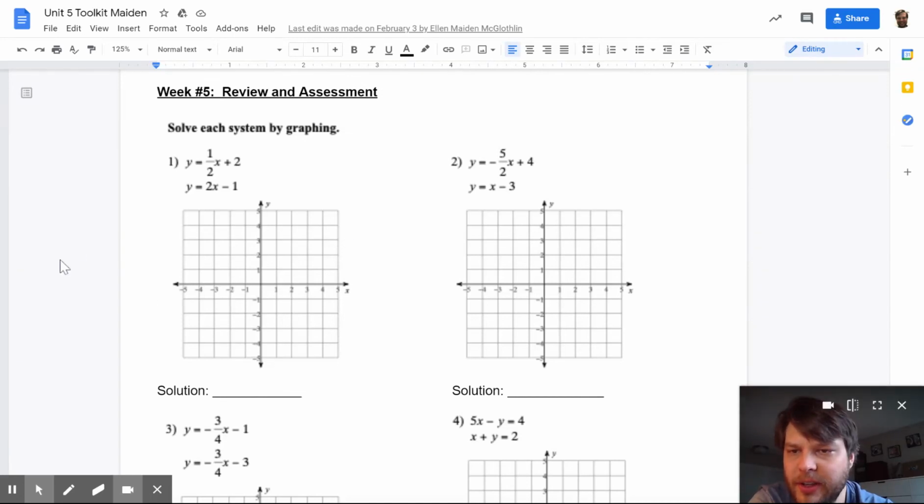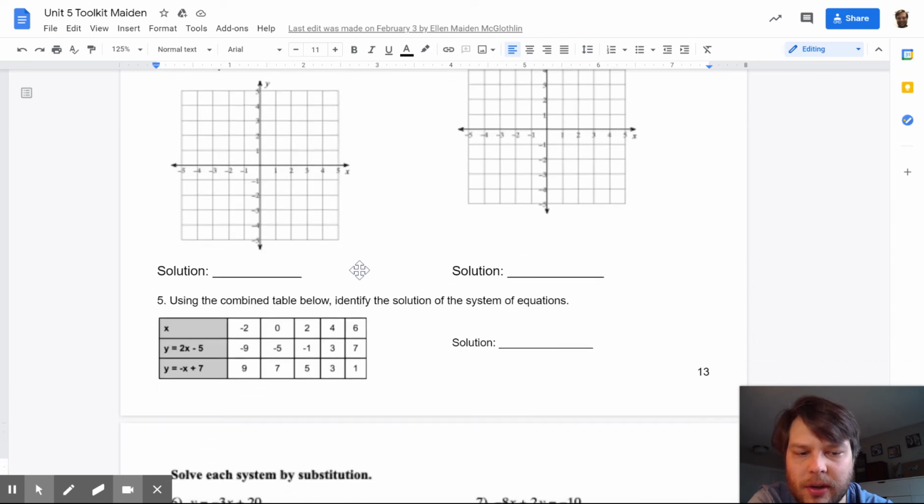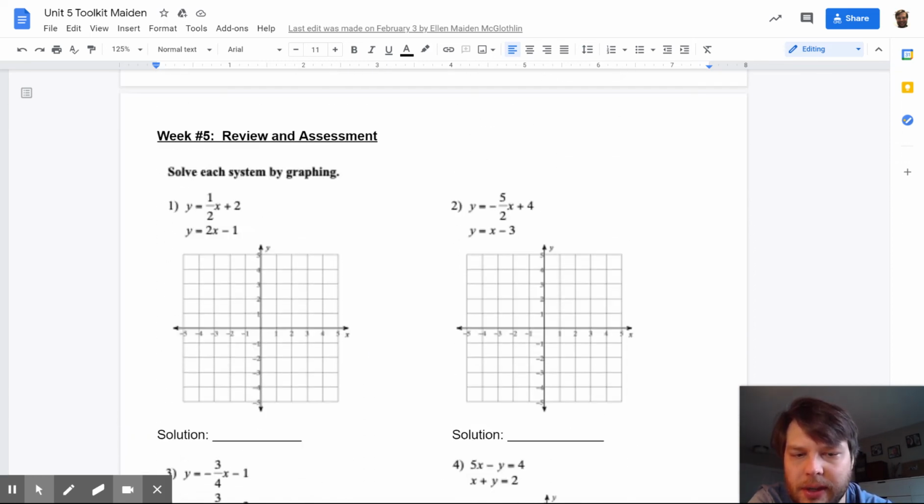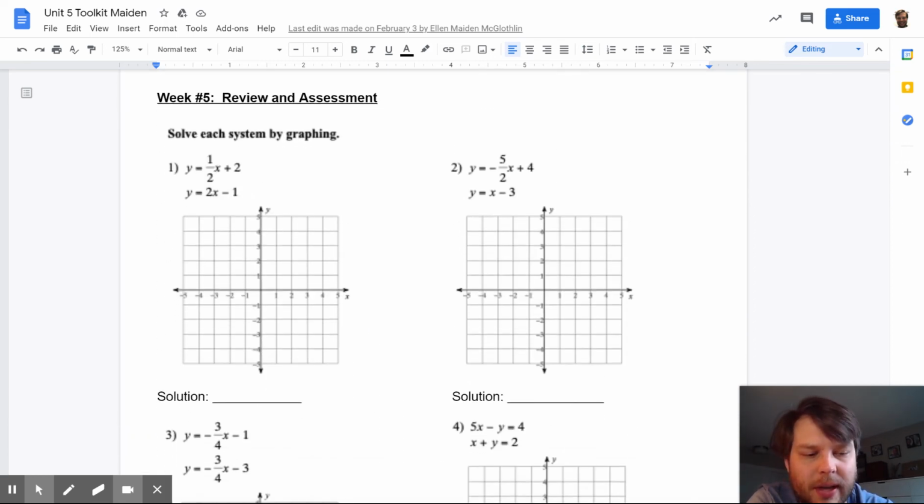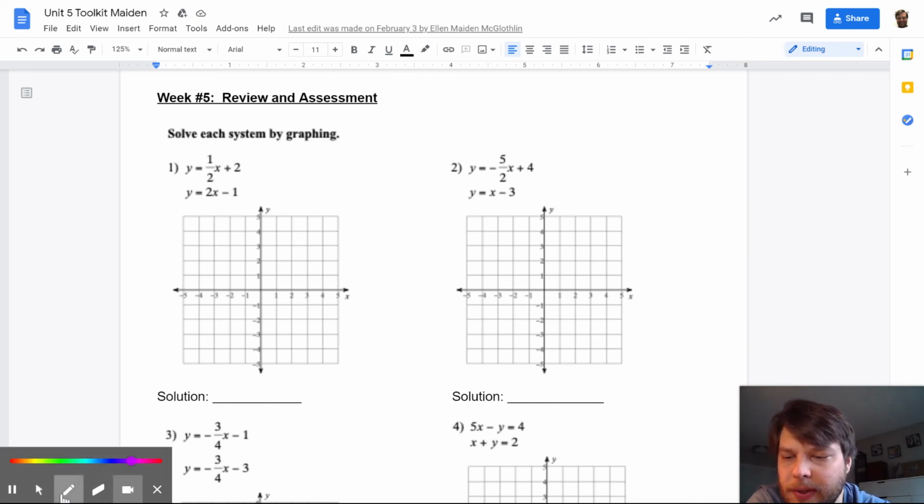All right, so I'm going to make two videos here. First video will be the page 13, solving and graphing, and then the next video will be the algebraic methods. So when you're graphing these equations, the first several are in slope-intercept form.